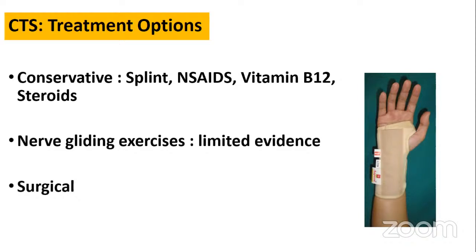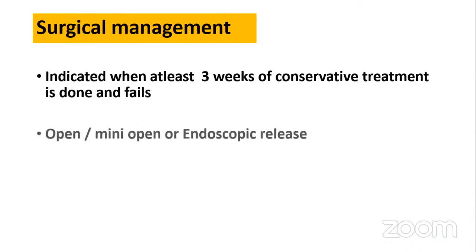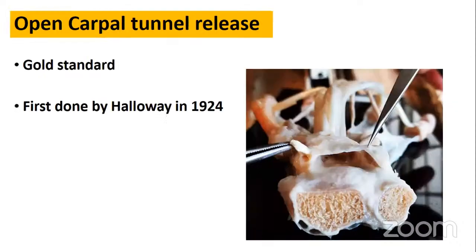And finally, to the surgical part, when the conservative management fails, a minimum of at least 4 weeks of conservative management is what is recommended, and you can wait if the patient is improving. But otherwise, you offer surgical management in these patients if their activities of daily living are affected. 3 to 4 weeks, as I said. Open or mini open or endoscopic, these are the options we have for surgical release.